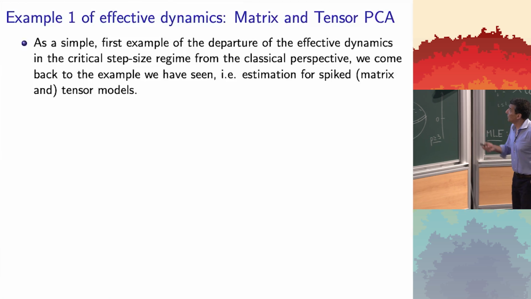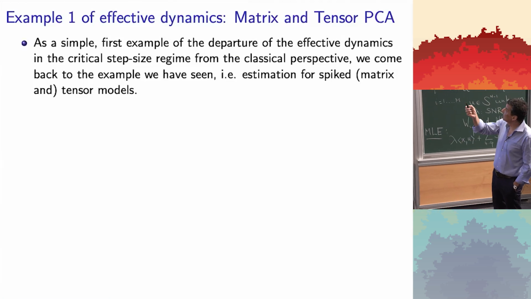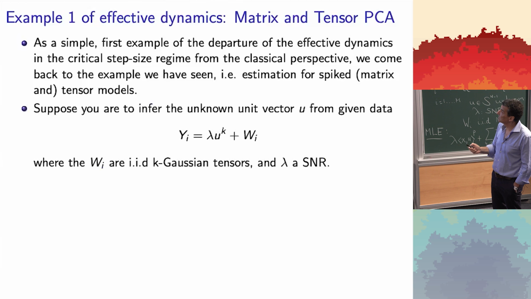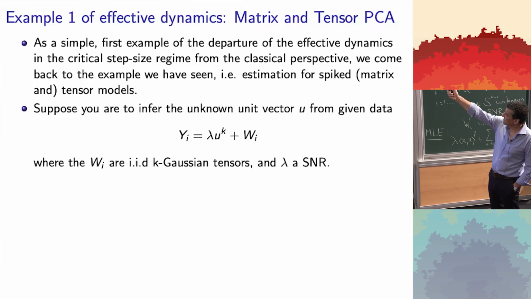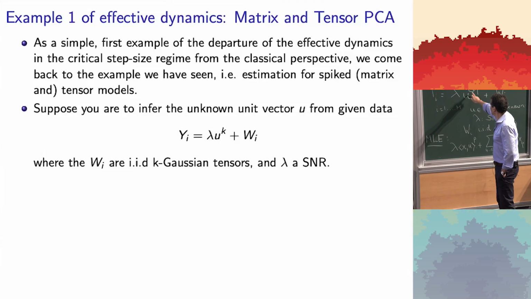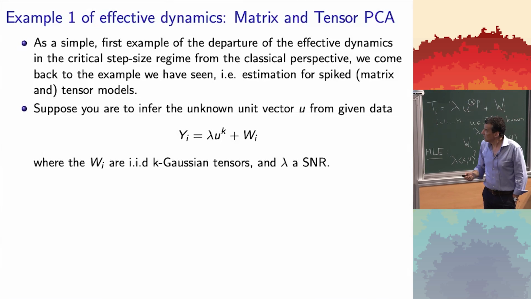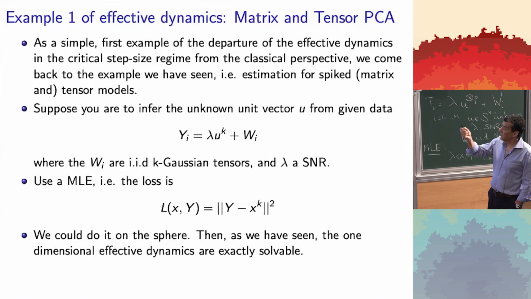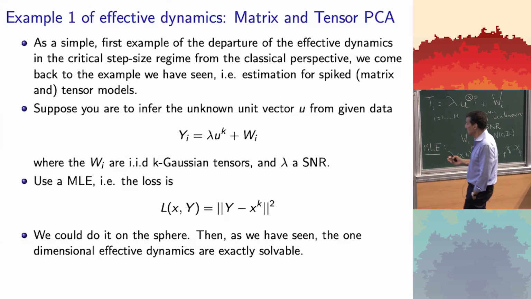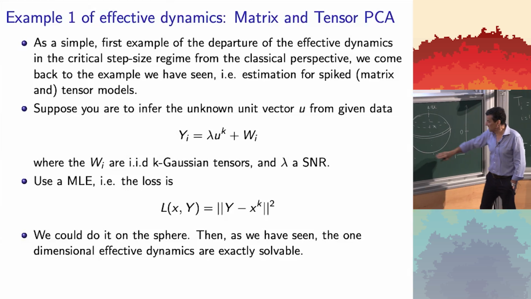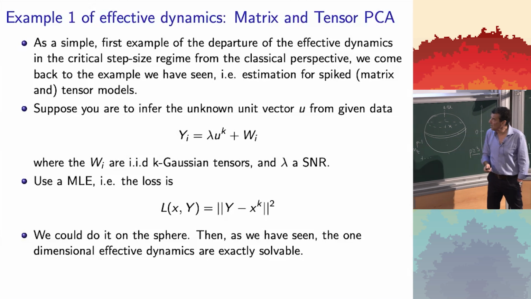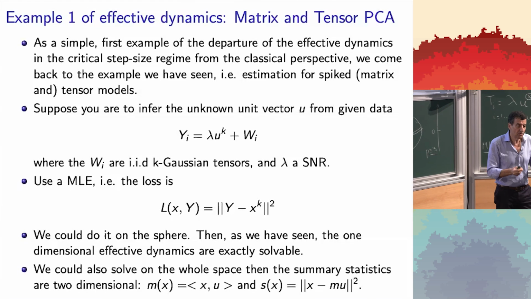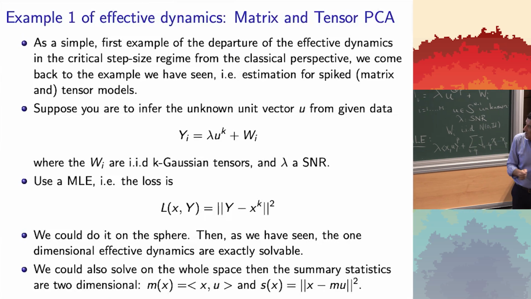So the first example is matrix PCA. Remember, that's exactly what I wrote here, except that this K is P, and I forgot to put the tensor thing. So the loss is, of course, this. You can do it on the sphere as we did. Then, as we've seen, the one-dimensional effective dynamics here are exactly solvable. They are essentially this. I wrote them here. You can also do them on the whole space if you don't like the tangent on the sphere.